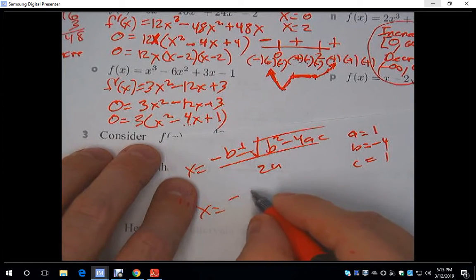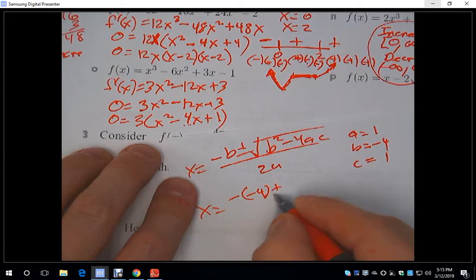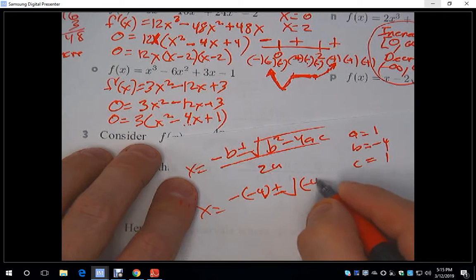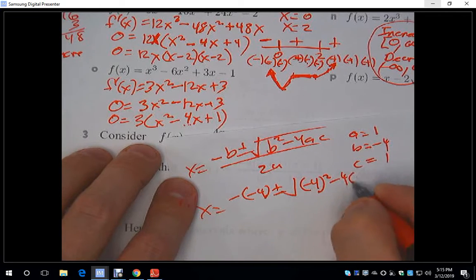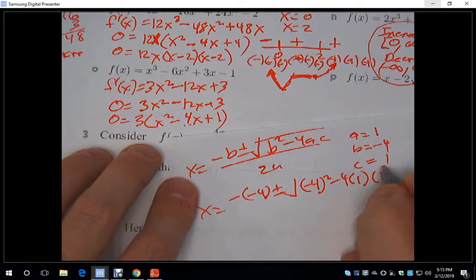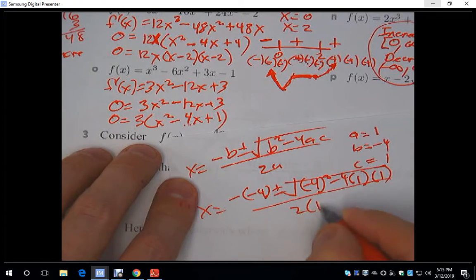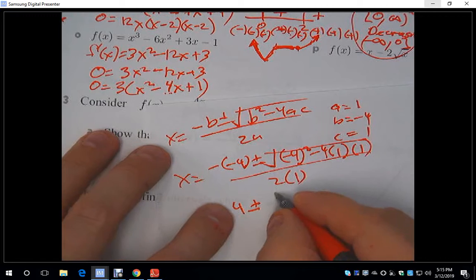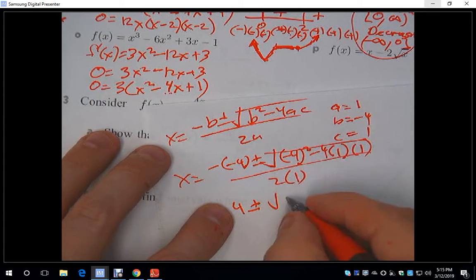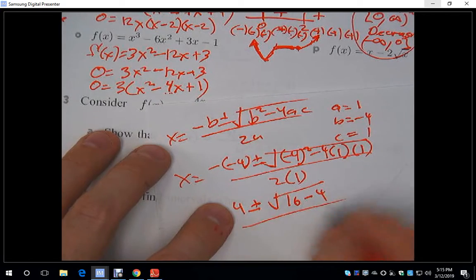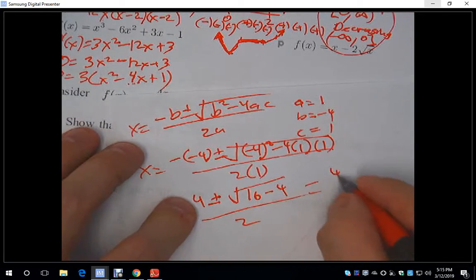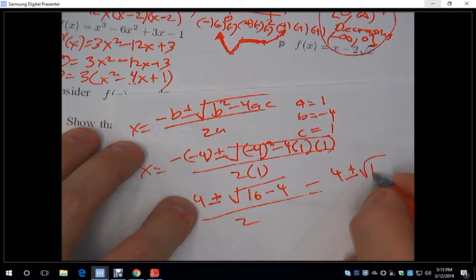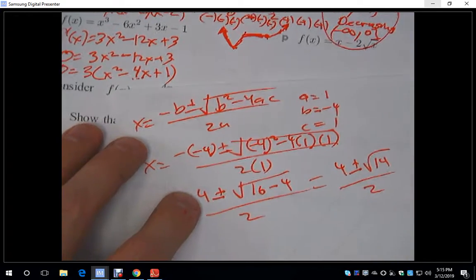So I get negative b plus or minus the square root of b squared minus 4ac all over 2a. So negative is a positive, plus or minus the square root of negative 4 squared, negative 4 times negative 4 is 16, minus 4, all over 2. And that gives me 4 plus or minus the square root of 14 over 2.